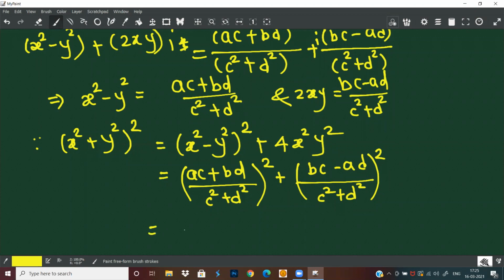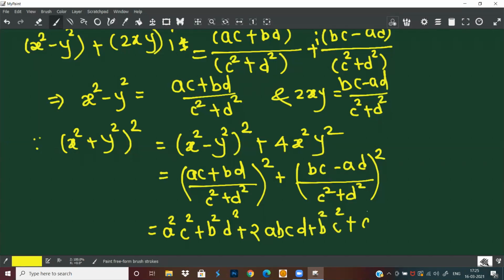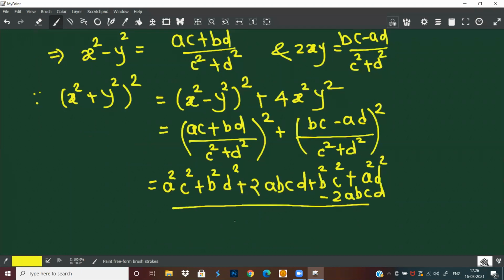So this is A square C square plus B square D square plus 2ABCD. There is a plus in between, so I add everything. B square C square plus A square D square minus 2ABCD. The denominator of all is common, C square plus D square the whole square. So this will cancel with this.